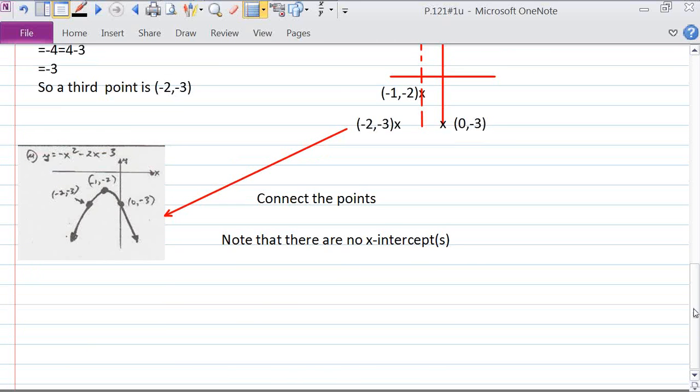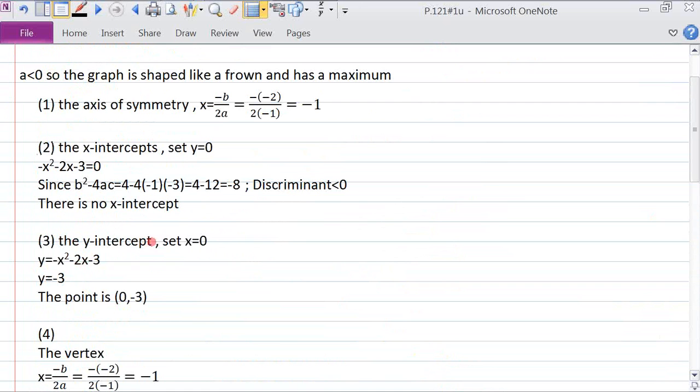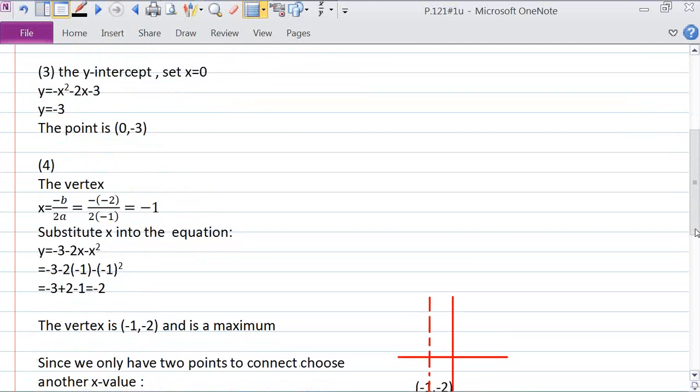Whoops, sorry, excuse me. So now to find the y-intercept, we set x equal to 0. So this term will be 0, this term will be 0, y will be -3. So we now know that the y-intercept is -3. There's no x-intercept. So let's find the vertex.